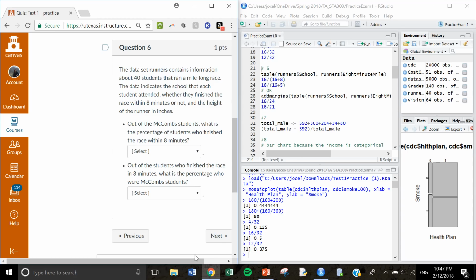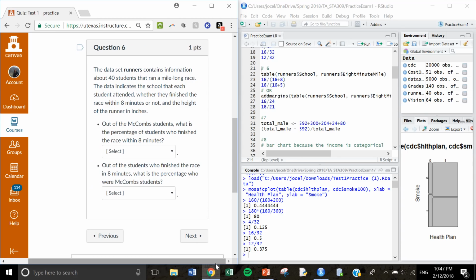Number 6. The dataset runners contains information about 40 students that ran a mile-long race. The data indicates the school that each student attended, whether they finished the race within 8 minutes or not, and the height of the runner in inches. Out of the Macomb students, what is the percentage of students who finished the race within 8 minutes?